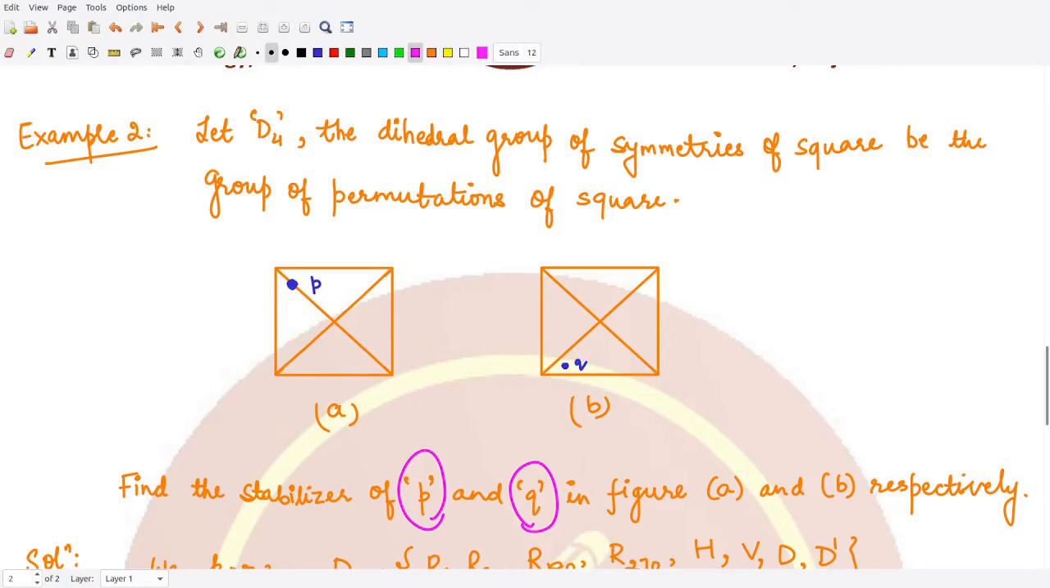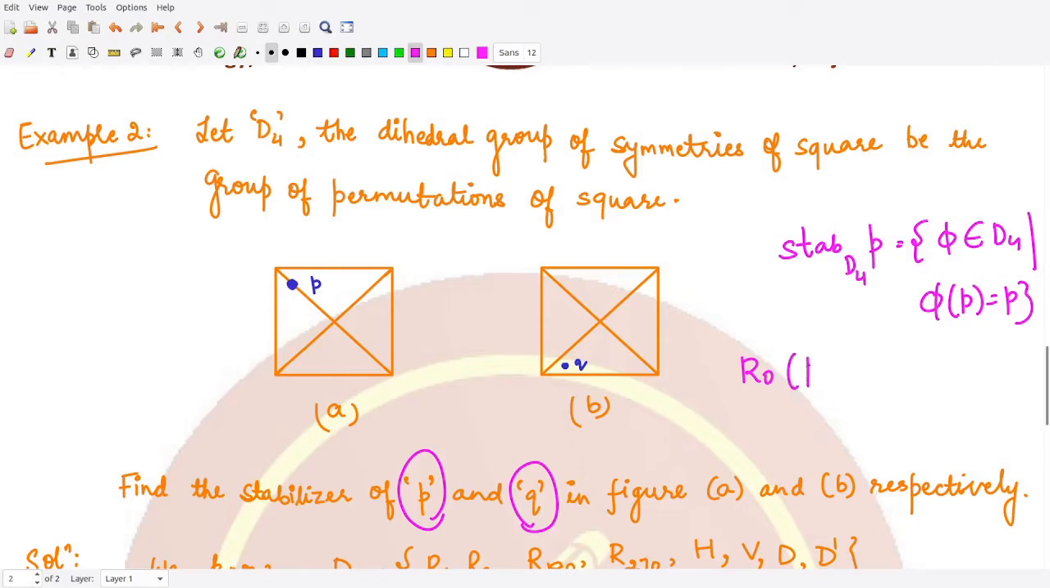Now the stabilizer would be what? According to the definition, the stabilizer of the point P in the group D4 consists of all such phi which belong to D4, such that when you apply phi onto P, it gives you back P. So look at R0. It is the rotation of the square by 0 degrees, so we are not doing anything to it. The point under R0 would remain as P, so definitely R0 would be a member of the stabilizer.